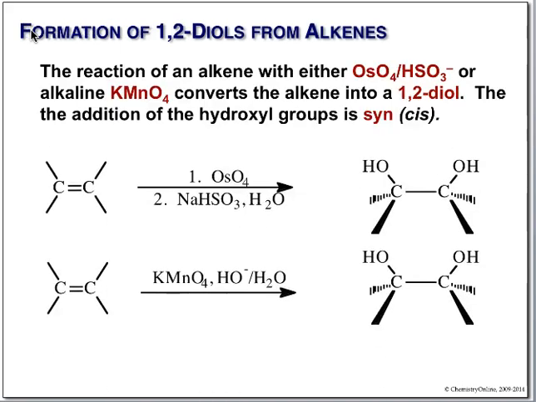All right, speaking of things that happen on the same side, we can also make 1,2 diols. These are called glycols. Everyone's heard of ethylene glycol. Glycol simply means 2 hydroxyl groups next to each other. You can make this 2 ways. Both of these reagents have very, very similar mechanisms.